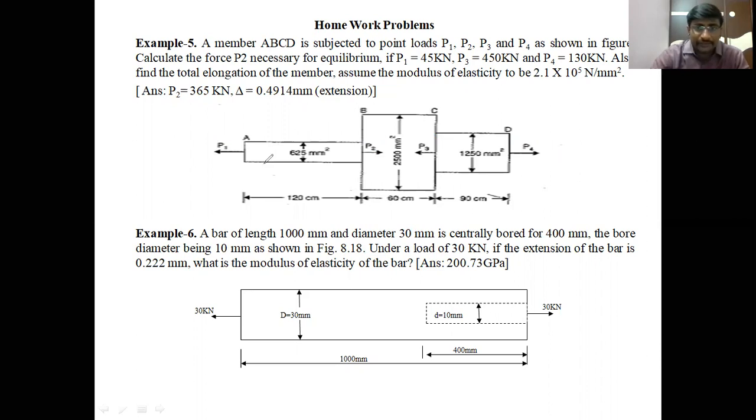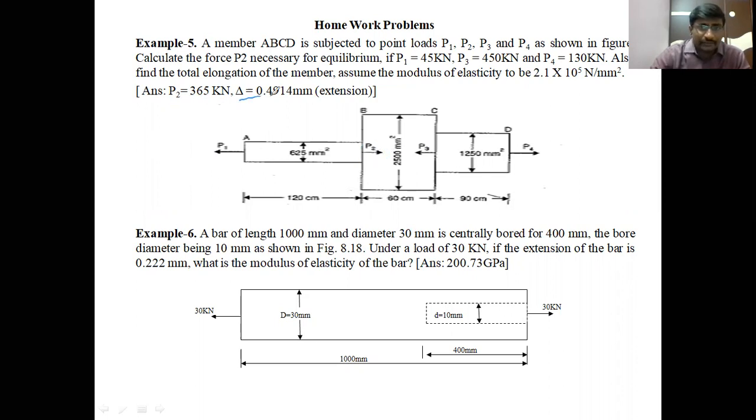What are the right hand side forces in this problem? P2 and P4 are the right hand side forces, isn't it? Left hand side forces are P1 and P3. So simply we can equate the summation of left hand side forces to the summation of right hand side forces. Then we can get the P2 value. So here the answer is P2 equal to 365 kilonewtons, simply by equating the forces on both sides.